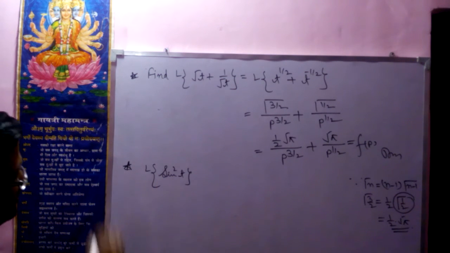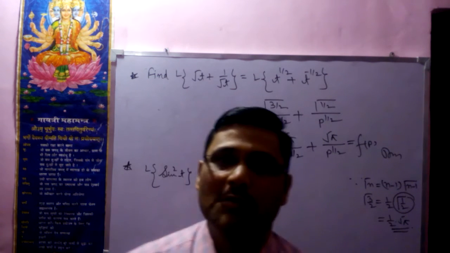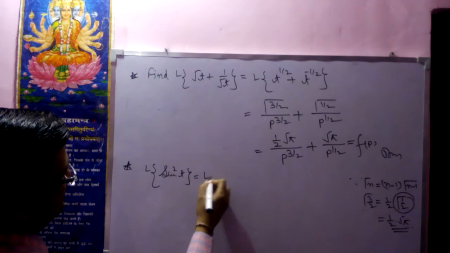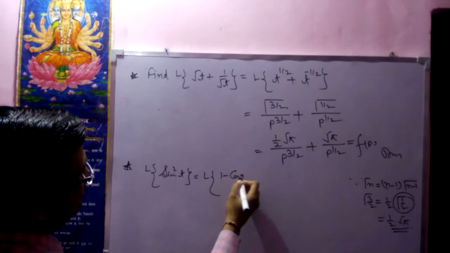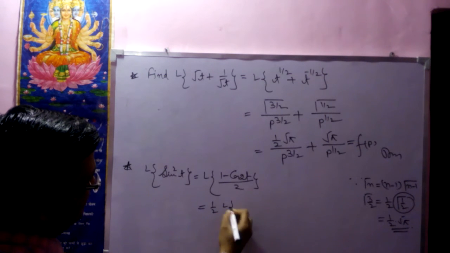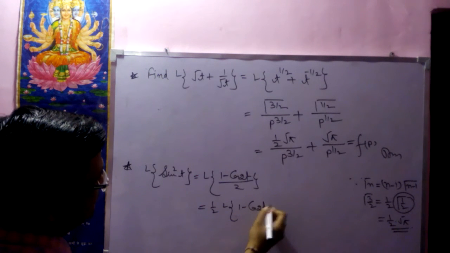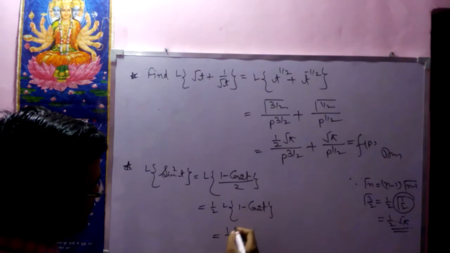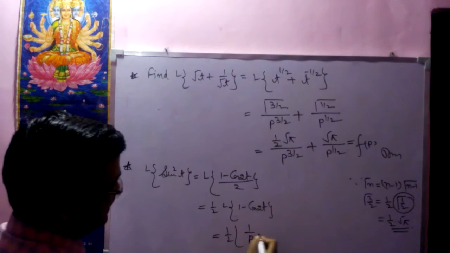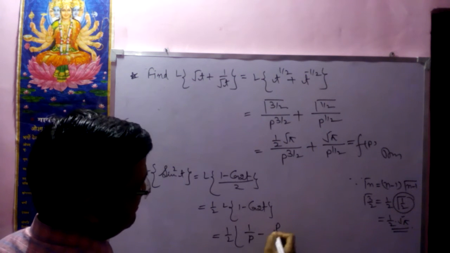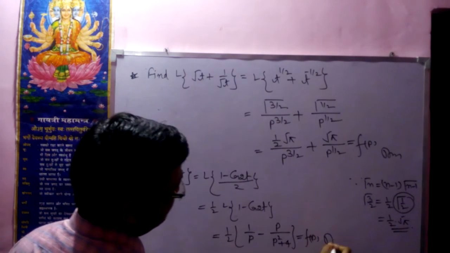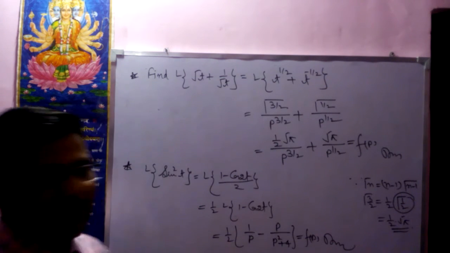Now another example of that is sin square t. Now we will change sin square t into the form of cos 2t. That is the Laplace of (1 minus cos 2t) upon 2. That is 1 upon 2 times the Laplace of (1 minus cos 2t). Therefore, 1 by 2 times the Laplace of 1, that is 1 upon p, and minus the Laplace of cos 2t, that is p upon p square plus 4. This is a function of p, and this is the answer for sin square t.